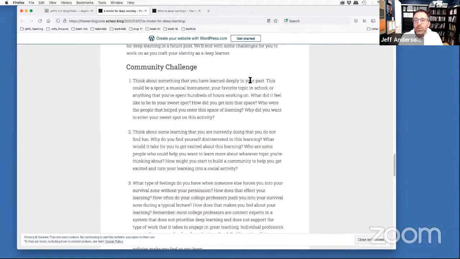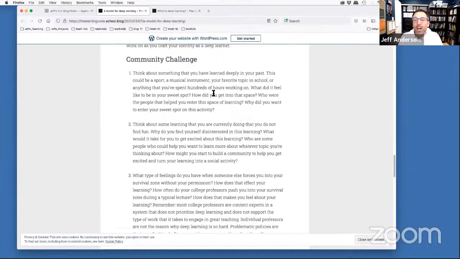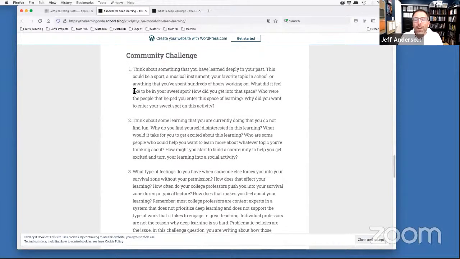Think about something that you've learned deeply in your past. This could be a sport, a musical instrument, your favorite topic in school, or anything that you spent hundreds of hours working on. What did it feel like to be in your sweet spot? How did you get into that space? Who were the people that helped you enter this space of learning? Why did you want to enter your sweet spot on this activity for so long, right? What were the conditions that made you want to challenge yourself?